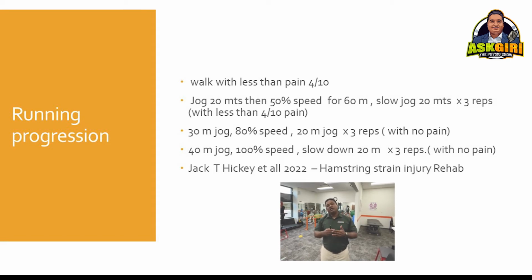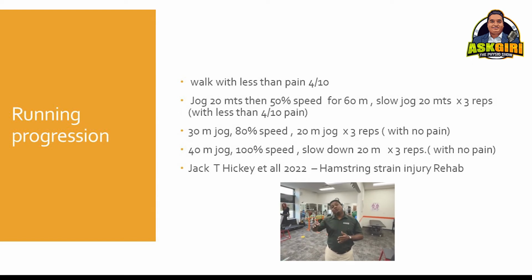So if you can do this with the pain less than 4 out of 10, about 3 reps, then it will be a very good starting point. From there, you can go back. Next step will be jogging for about 30 meters, then increase the speed to 80%, then slow down and rest. Make sure you don't have pain more than 4 out of 10.